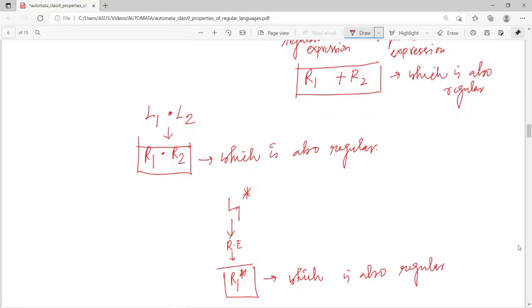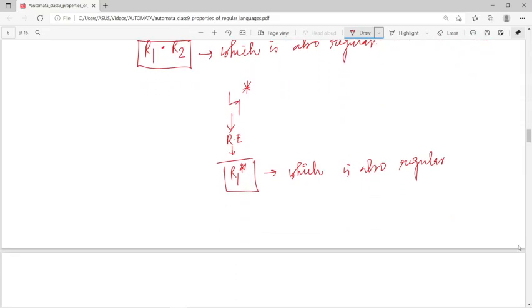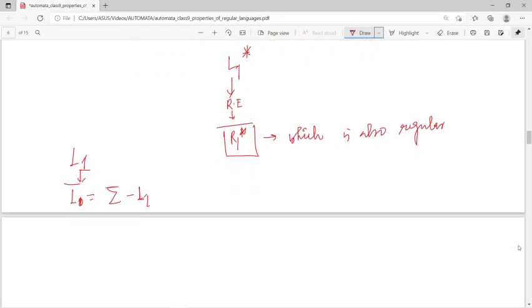And if we talk about complementation, that means L1 is a regular language. If we want to make a complement, complement is nothing but subtracting the language from sigma, the set of all possible strings over the symbols. Then we will get the complement, that we already know. So if L1 is a regular language, it should have a DFA, we can design a DFA for that.